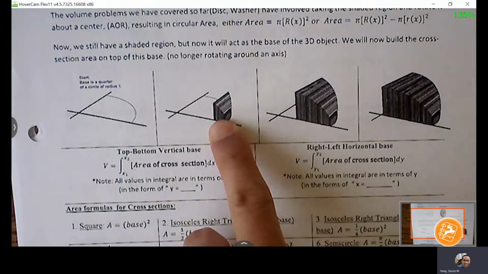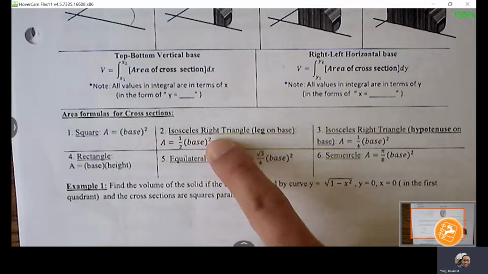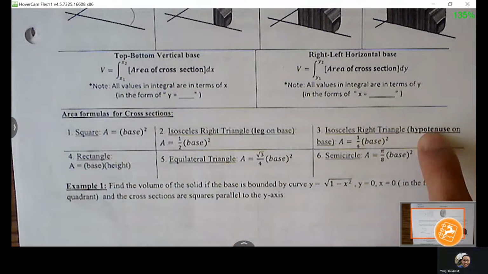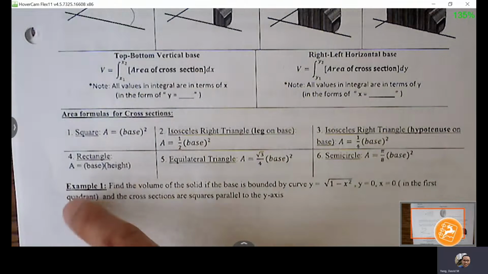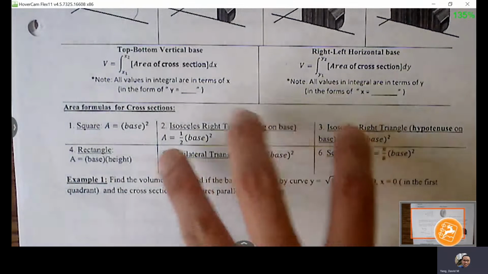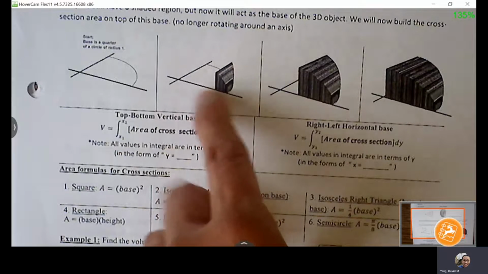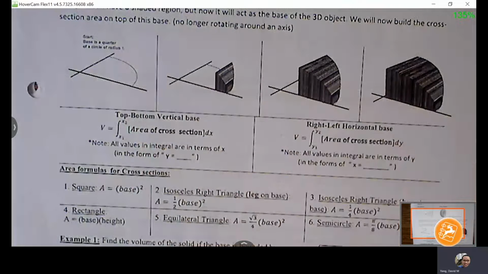So there are different shapes that we can create. We can build squares, a right triangle with leg on the base, an isosceles right triangle with hypotenuse on the base, rectangles, equilateral triangles, semicircles. So depending on what we want to build, we can just insert the information into the formula.